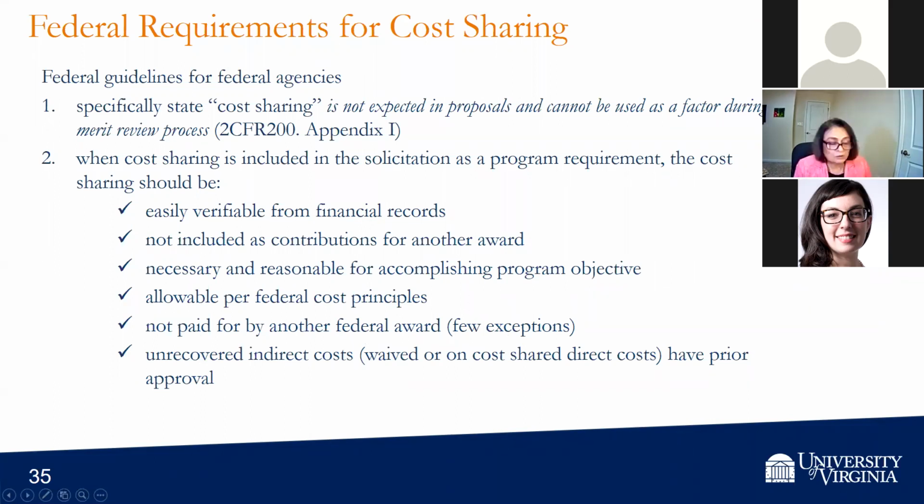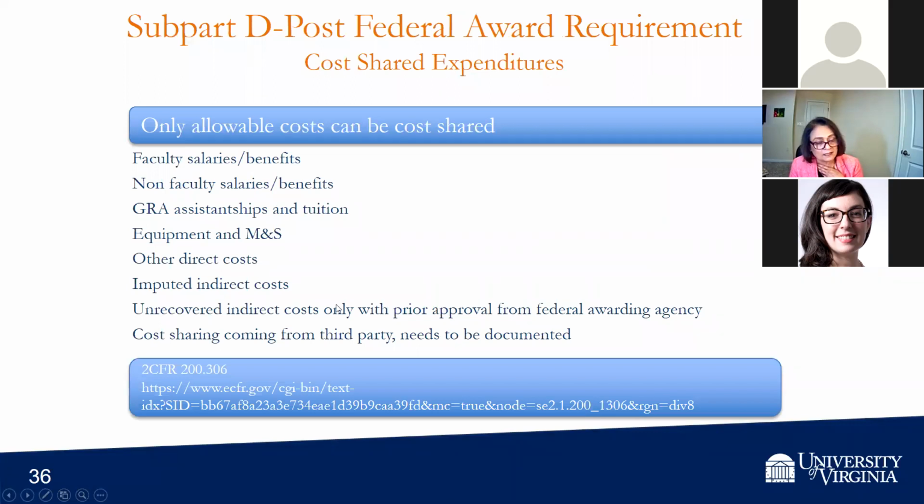We know that it's institutionally funded. Unrecovered indirect costs need to have prior approval to be used as cost sharing. And these are really true costs of research. So we should be able to submit our cost share budget, including the indirect costs that we are not recovering because of institutional funding. So only allowable costs can be cost shared. They are generally faculty salaries, benefits, and these are all the cost categories that you can see that we can cost share.